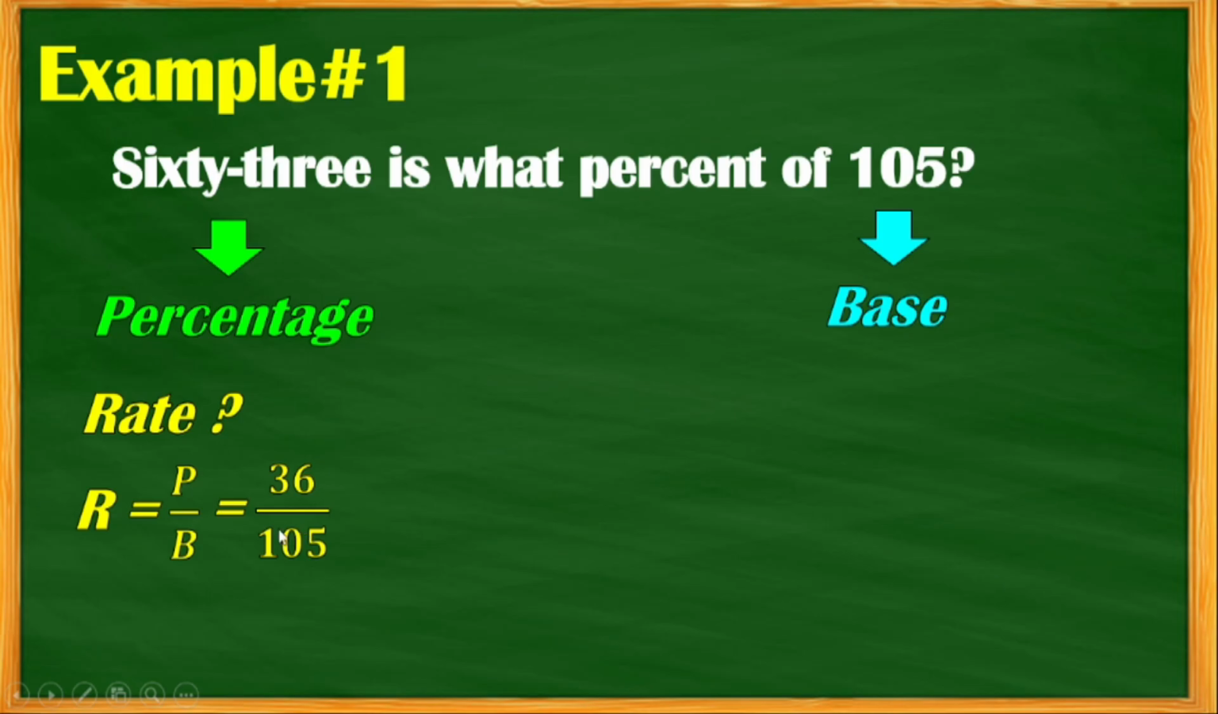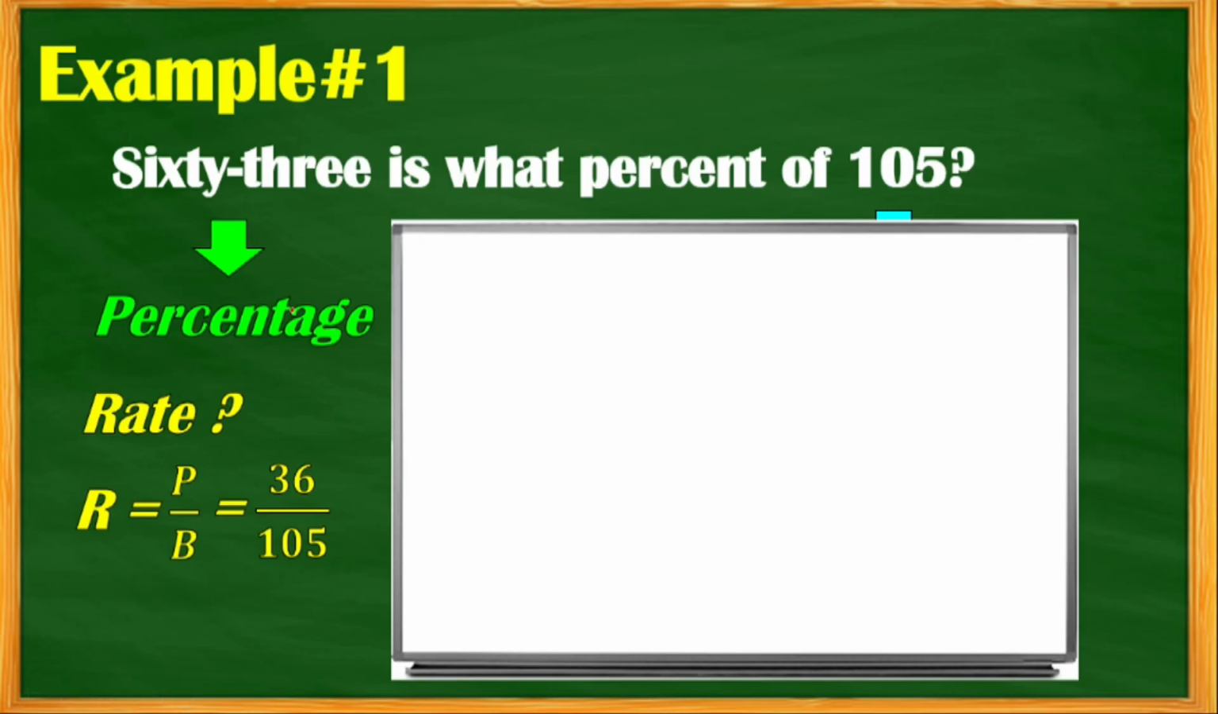Rate is equivalent to percentage divided by base. Now, let's perform. Write the equivalent values. The percentage is 63, and then the base is 105. So let's perform the solution. Rate is equal to percentage divided by the base, so 63 divided by 105. Let's divide. 63 is inside the long division bar, and 105 is outside the long division bar.